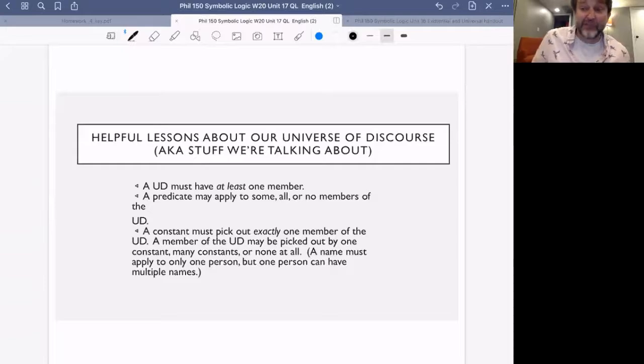And then, it can be the case that a member of the universe of discourse may be picked out by one constant, many constants, or even none at all, right? So it could be that I am known as Mark and also as Phelan. That is fine within our system. It can be that an object is known as A and also B, but it has to be the case that the name A is picking out one member and only one member of the universe of discourse.